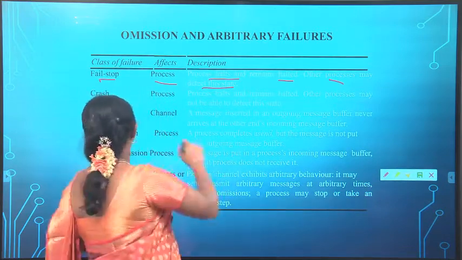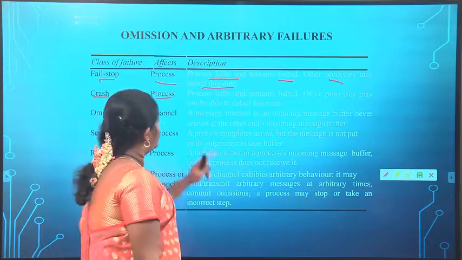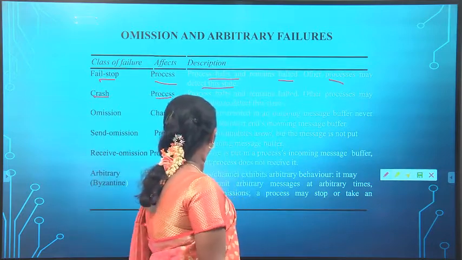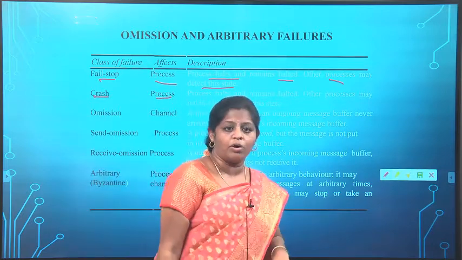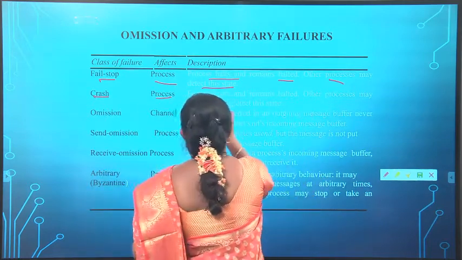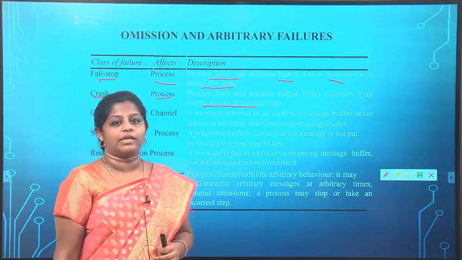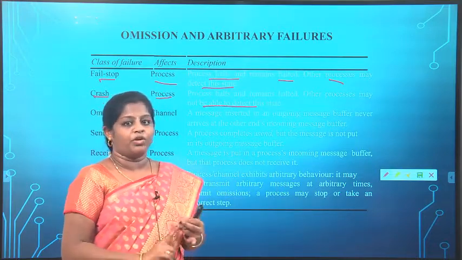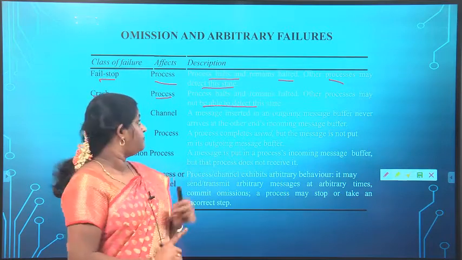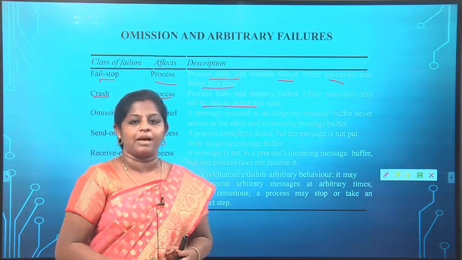Okay, next one is crash. Crash also affects the process only. Here also the process is going to be halted, but the other process may not be able to detect this. That is the difference between the first one and the second. Crash means the other process cannot detect it. But if it is a fail stop, the other process may detect it.